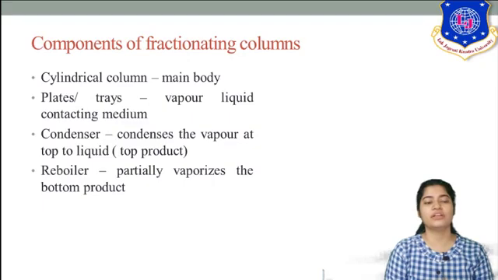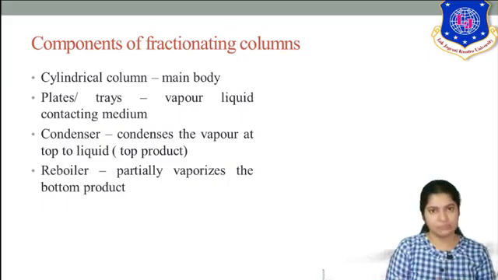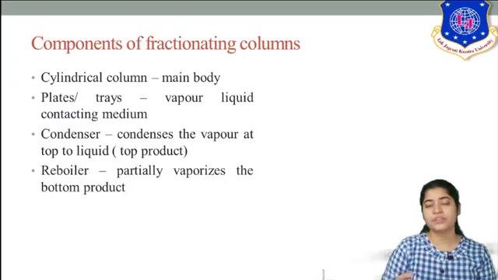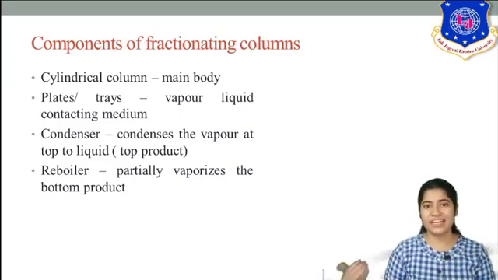Now let's have a look at the components of a fractionating column. So what are the components? First of all, your main body, a cylindrical column. Second are plates. What are plates here? They act as a vapor-liquid contacting medium. Third is the condenser. So what does your condenser do? All the vapors which are coming out from the top are taken out and condensed. In the condenser, vapors are converted into liquid.